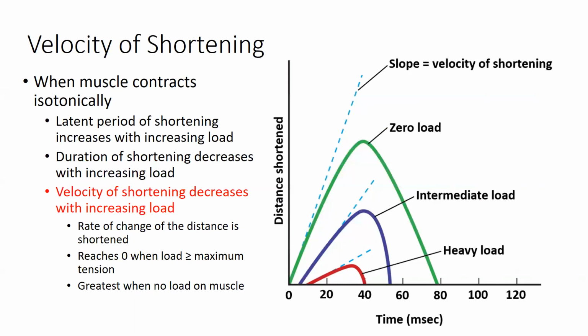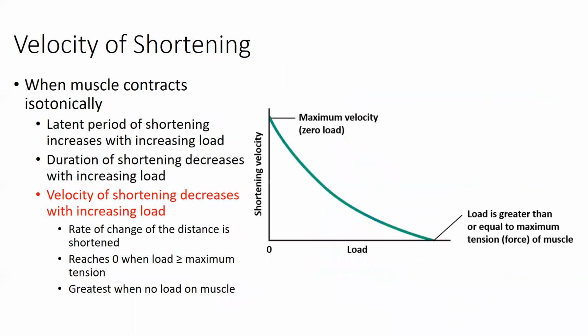The third thing we want to mention here is that the velocity of shortening, how fast that muscle shortens, decreases as the load increases, okay? The velocity of shortening. And that's how quickly this muscle will contract. So let's look at this graph here. At our maximum velocity, okay, is zero load. And that means if we're lifting nothing, we're going to do it pretty quickly.